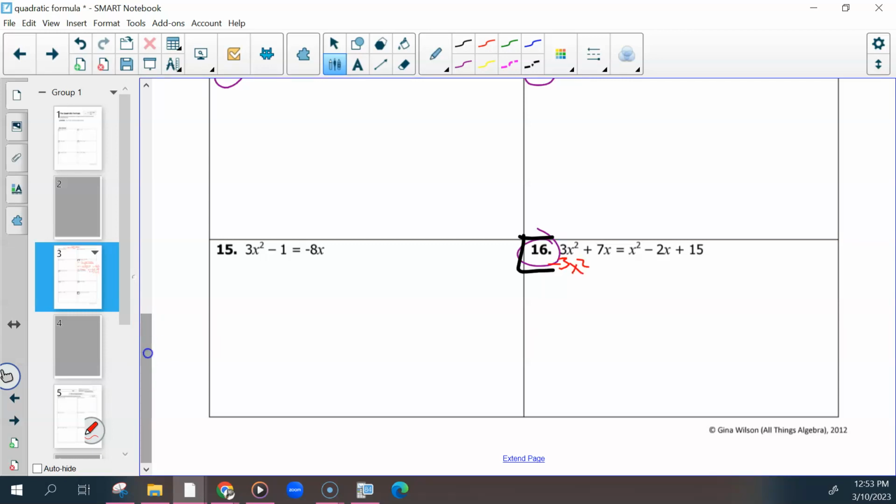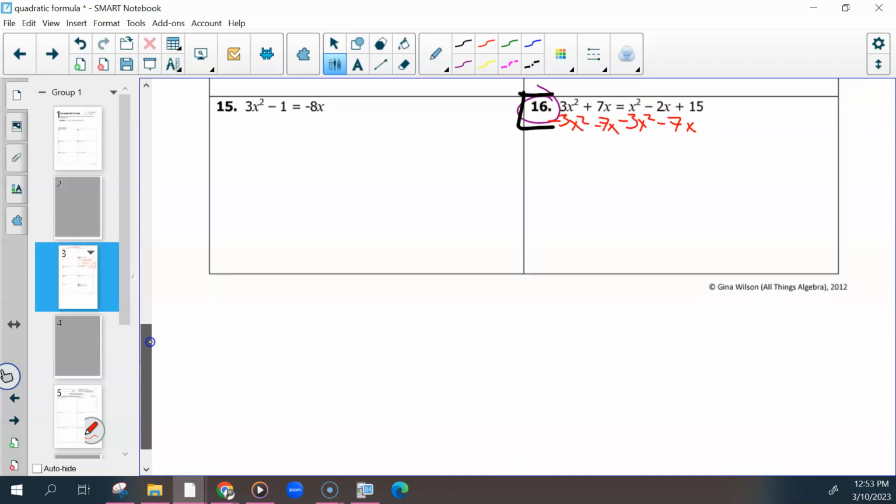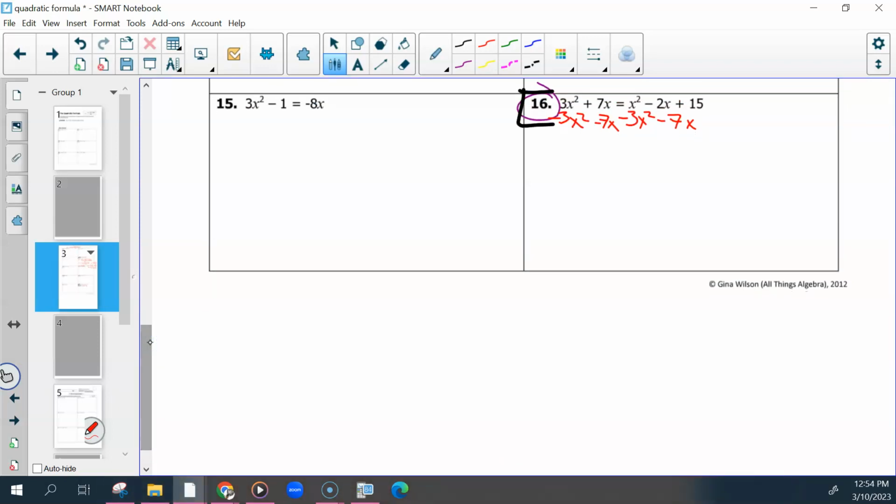So subtract 3x squared on both sides. Subtract 7x on both sides, because we have to get them both to the other side. So this would give us 0 equals negative 2x squared minus 9x plus 15. Then the process is the same. Minus 9x, yes. It's really squished up there, sorry.